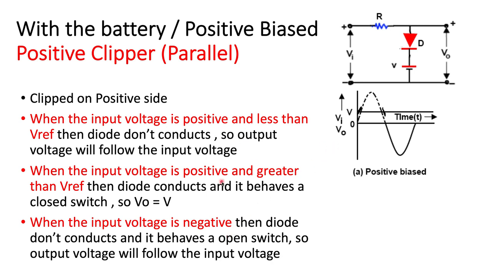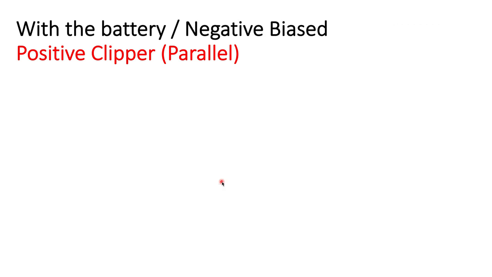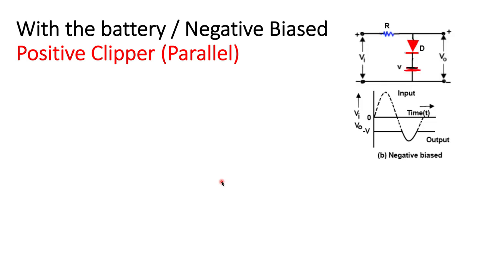Sorry. Okay. Next, we can move on to the case with the battery. Earlier it was positive biased. So we can look at what happens if the voltage source is reversed. All the other conditions are the same, only the voltage source is reversed. So as earlier it was positive biased, now the voltage source is reversed. Okay. So you can start from zero itself.